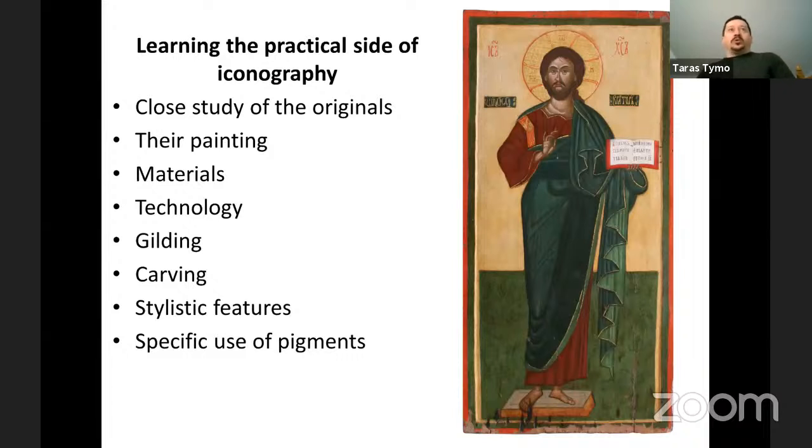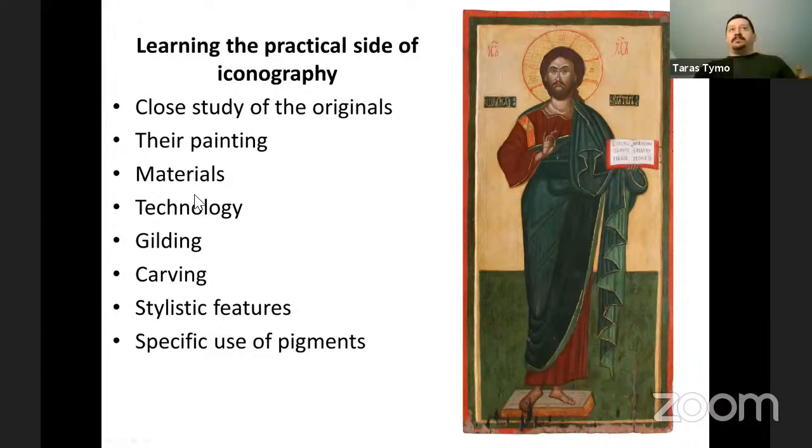opportunity. So what the learning process includes is the close study of the originals, looking at the originals live, looking at them under a microscope, under different tools the restorers and the researchers of icons use, and also using the small microscopic pictures of small fragments of icons that allow you to see really in good detail how the icon is made.